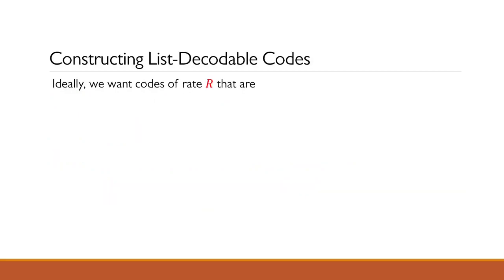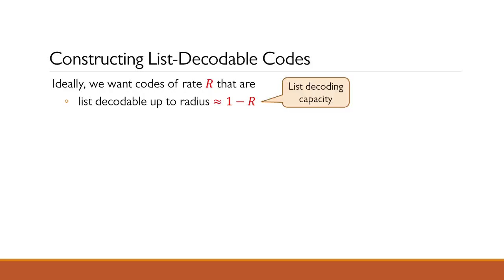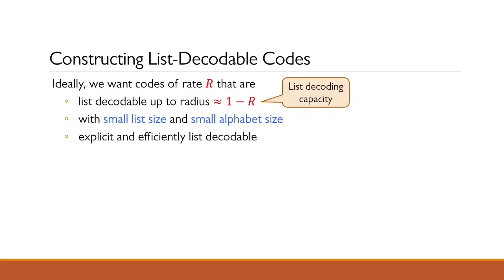Given that list decoding is useful, our goal would be to construct good list decodable codes, which means the following. Ideally, we want to construct codes with rate R that are list decodable up to radius that is close to 1 minus R. This radius is the best one can hope for and is called the list decoding capacity. And we also want the code to have small list size and small alphabet size. Finally, the code should be explicit in the sense that there is an efficient encoding algorithm, and hopefully there is also an efficient list decoding algorithm.